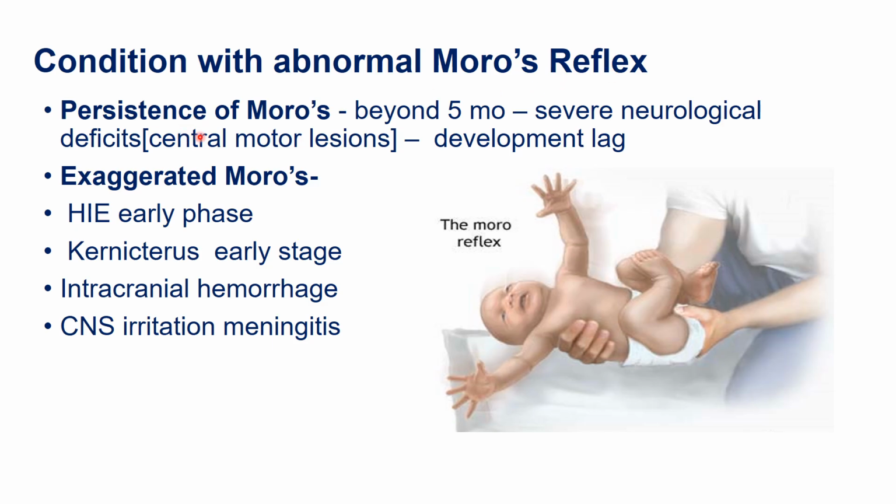Persistence of Moro beyond 5 months is considered abnormal. If this is happening, then you have to think there is a severe neurological deficit in the child. There might be central motor lesions. There might be delayed development, which is seen in cerebral palsy. An exaggerated Moro reflex occurs in the early phases of HIE, that is hypoxic ischemic encephalopathy. In the early stage of kernicterus, there is an exaggerated Moro. Intracranial hemorrhage and CNS irritation like meningitis also cause an exaggerated Moro.